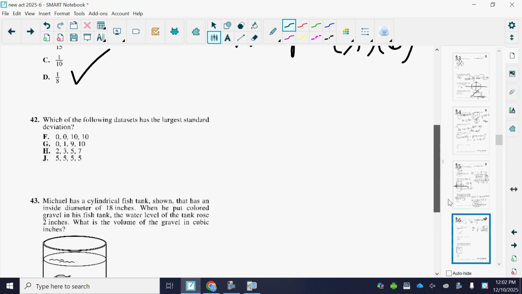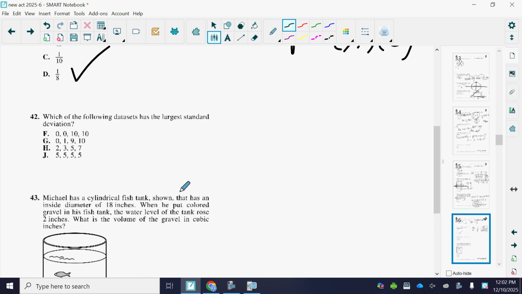Oh, standard deviation. That's how much we deviate from the mean. Well, how much does J deviate from the mean? Not at all, huh? Okay. This could be close. These don't deviate too much. I'm wondering which one is this? Which one do y'all think?